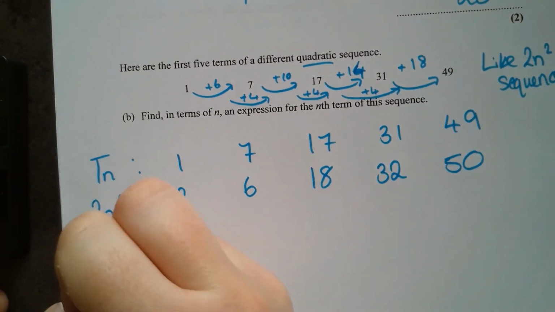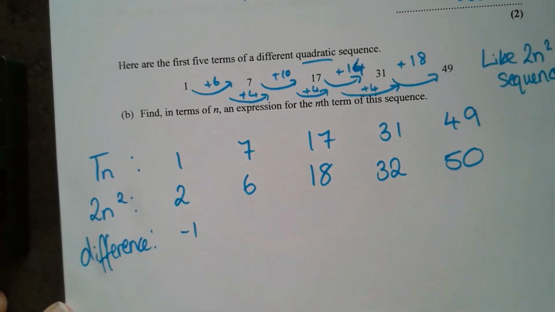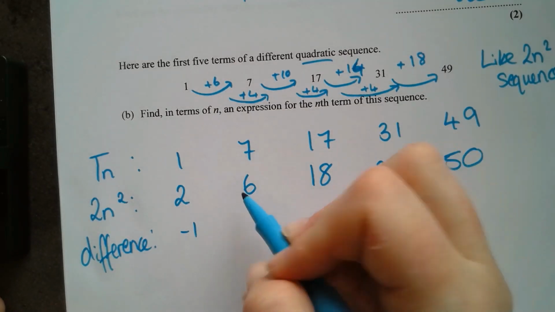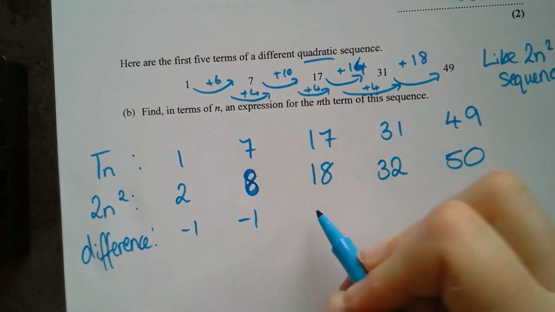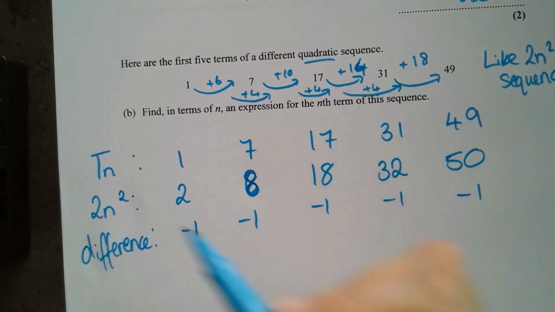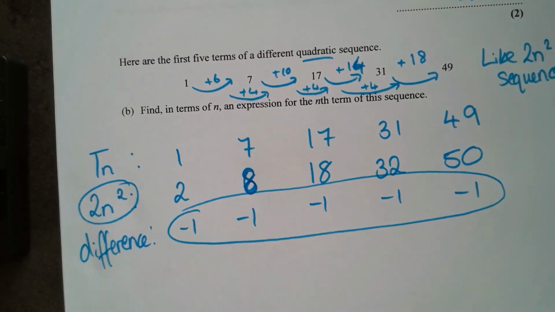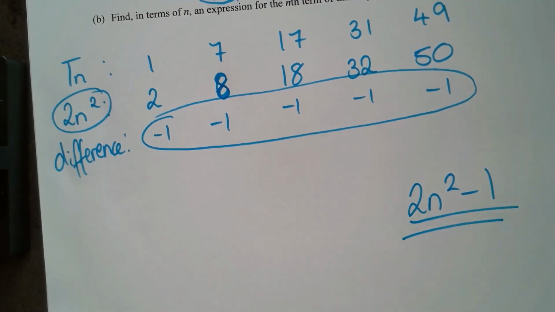We're then looking at the difference between these. So 2 take 1, sorry, 1 take 2 gives me negative 1. 7 take 8, it's not quite right, is it? It should be 8 because I've got 4 times by 2, not 3. That gives me 8. So I'm going to take negative 1 here and negative 1 again and again and again. This means that I have got a constant difference of minus 1 from the 2n squared sequence, which gives me 2n squared minus 1 as its nth term.